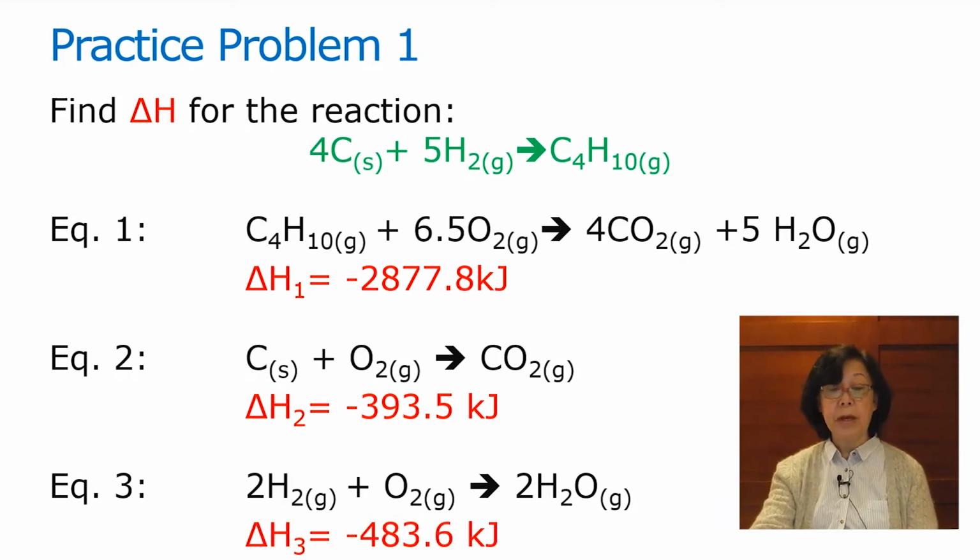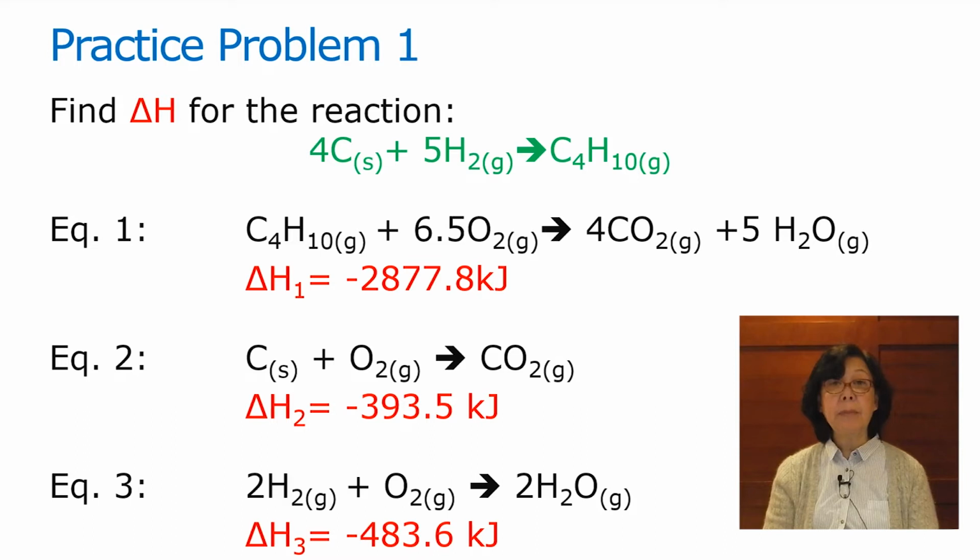Let's look at that very carefully. We want the butane to form as a product in the target overall equation. Therefore, we need to switch equation 1 and reverse it so that butane would appear as a product. In doing so, the enthalpy change 1 will become positive 2877.8 kilojoule.